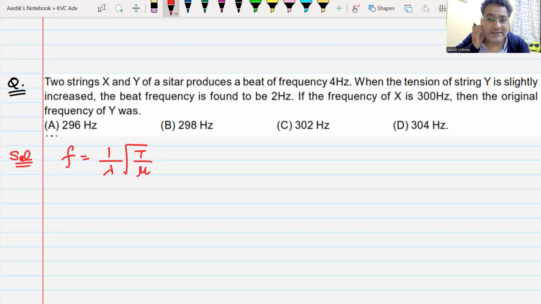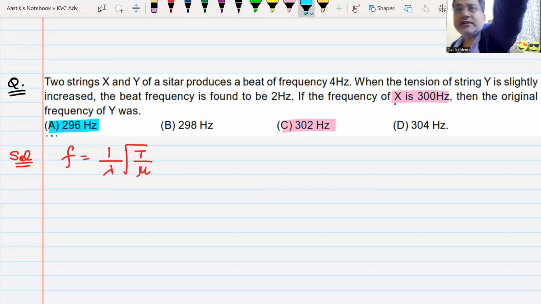So if you increase the tension slightly, the frequency will increase. It is given that X is 300, so Y can be either 302 or 296. Now Y's tension has been increased, so its frequency will increase. If it was 302, it will become 303, and the beat frequency will increase. Therefore, the answer has to be 296. Do we understand this?